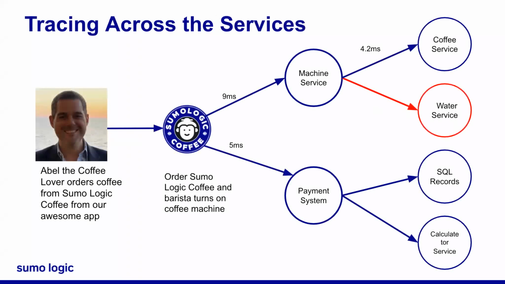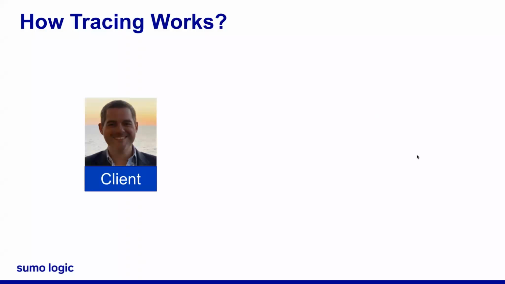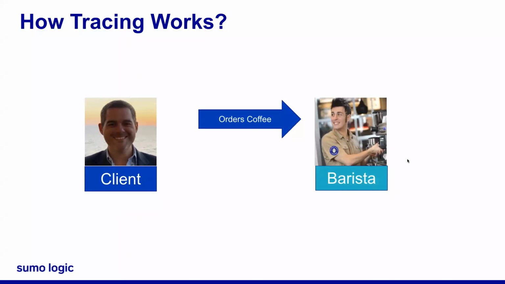Actually, we can go to the next slide here. So how does tracing work? As described, the client, in this case Abel, is going to order the cup of coffee. The barista is going to get that order and prepare it and then deliver it, along with the other things of payment and all that.